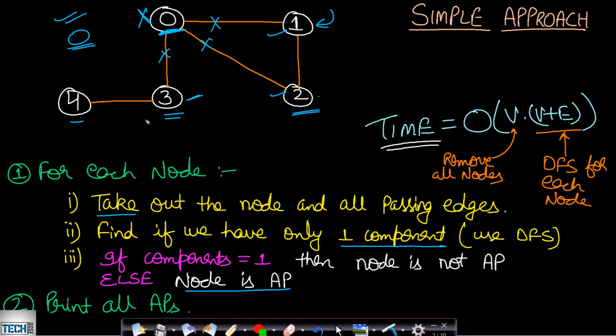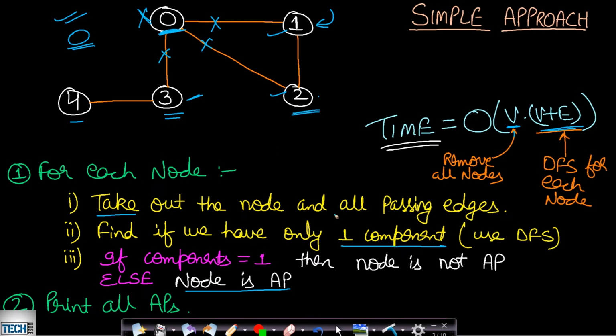So what will be the time taken for this approach? Now in this case, we are actually removing each node one by one. So we have V number of vertices, so V times we will be removing, and each time we remove, we are performing DFS on the entire graph, which will take order of V plus E time. So the total time complexity will be V into (V plus E). Okay, so this is the very simple approach for finding all the articulation points in a graph.